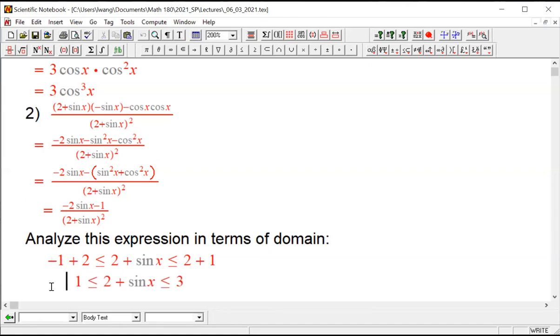So your denominator here is always between 1 and 3, 1 squared and 3 squared. So you never have to worry about having a 0 denominator, and the numerator can be anything. Therefore, the domain is all real numbers, right? And you might encounter, say, hey, what if this is 0? So you're going to set it equal to 0.